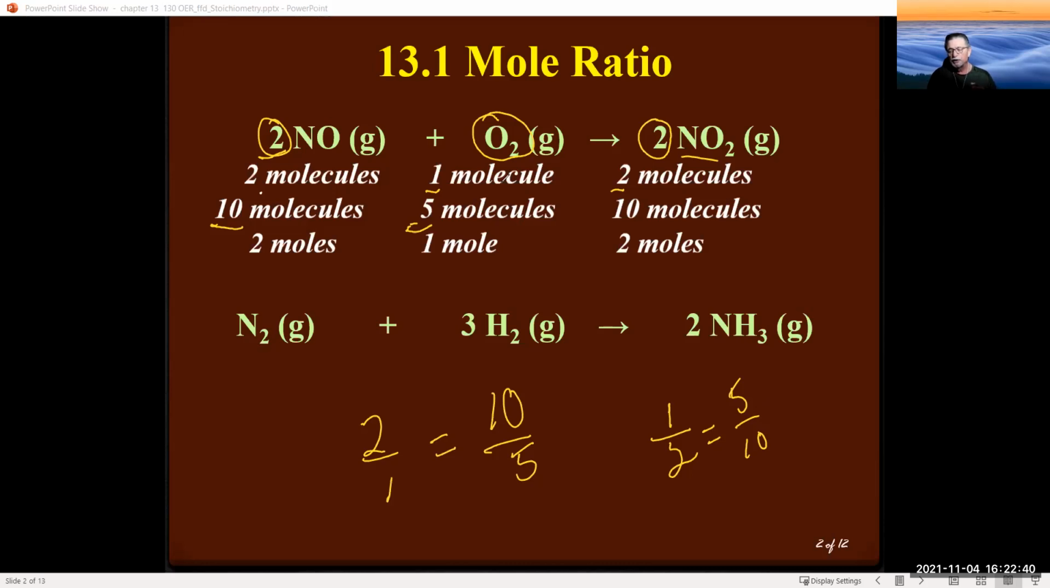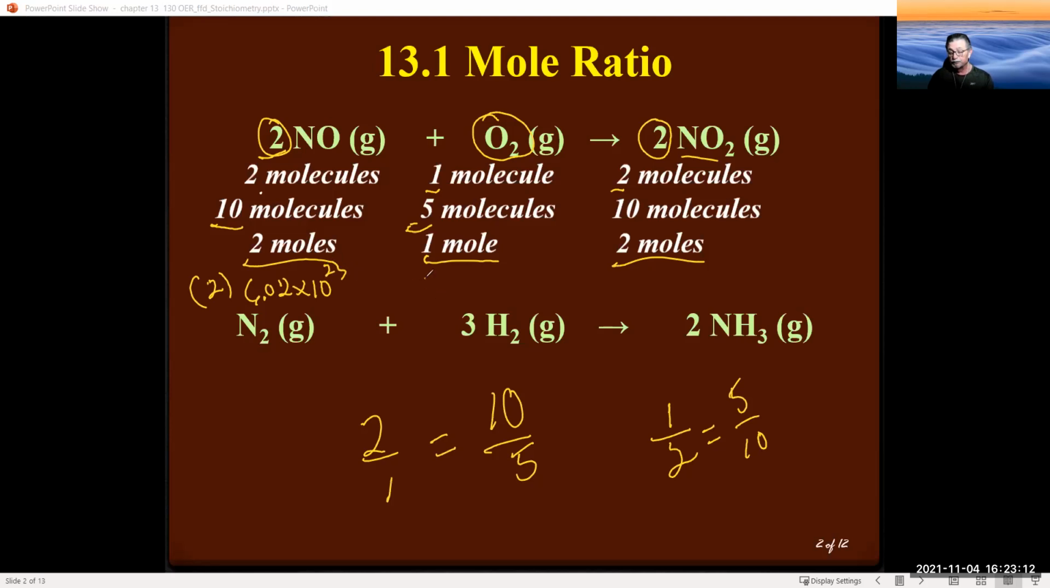Now, we don't normally talk about one molecule, two molecules, whatever. We talk about the mole. And so in reality, rather than molecules, we should say that 2 moles of nitrogen monoxide react with 1 mole of oxygen to give us 2 moles of nitrogen dioxide. Keep in mind, this is 2 times Avogadro's number with respect to actual molecules.